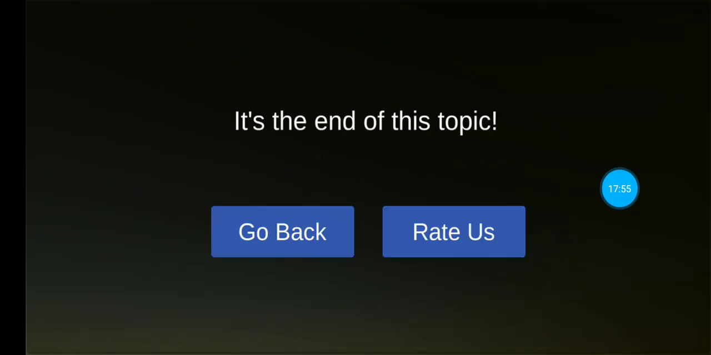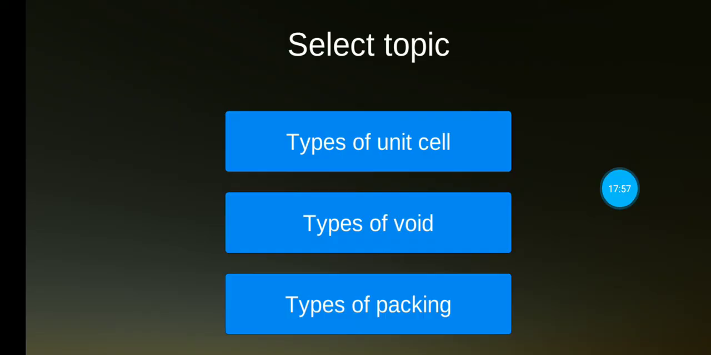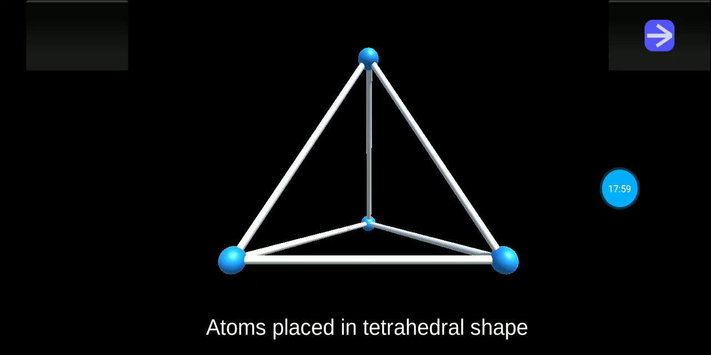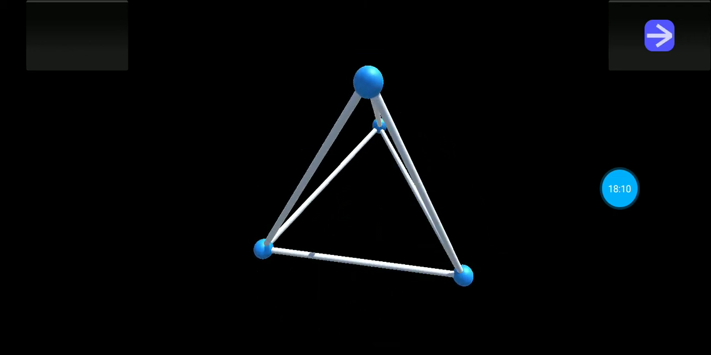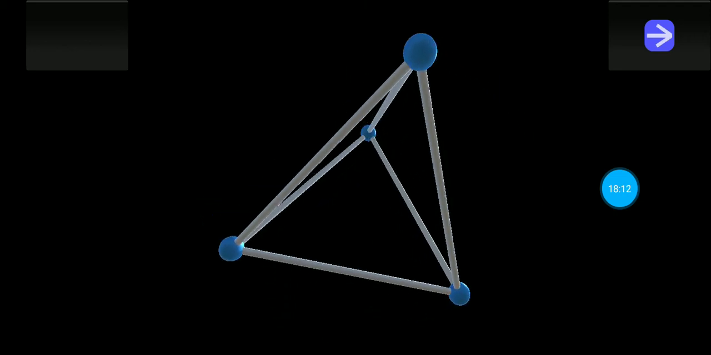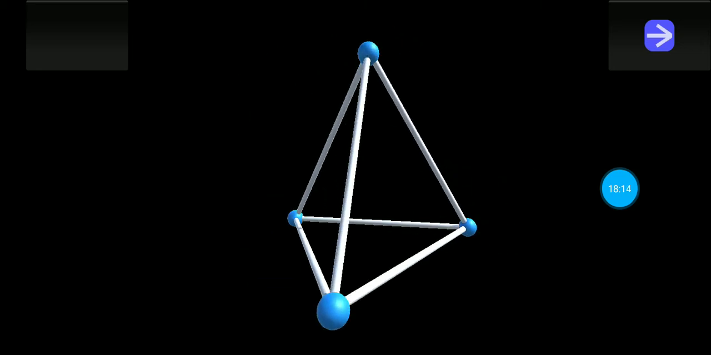After this, let us look at the types of voids. Voids means hollow space. Void का मतलब होता है hollow space. The first type of void which we are seeing here is a tetrahedral void. If you see this diagram, it is called tetrahedral structure.